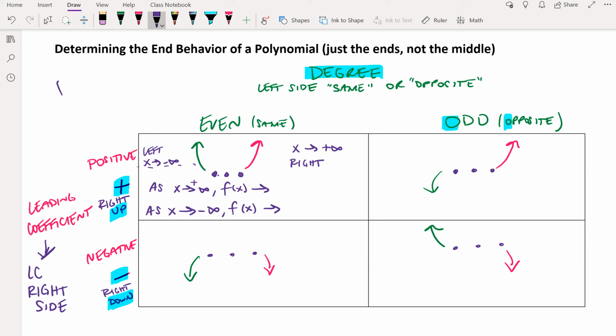F of x, remember, f of x is the same as y. F of x equals y. So what direction is it pointing in the y direction? Is it pointing up or down? And remember, this is x, this is y. So we're talking about x being positive infinity. And look at this first graph. As x goes to positive infinity, that's on the right side. Which way are we going? We're pointing up. So f of x goes to positive infinity.